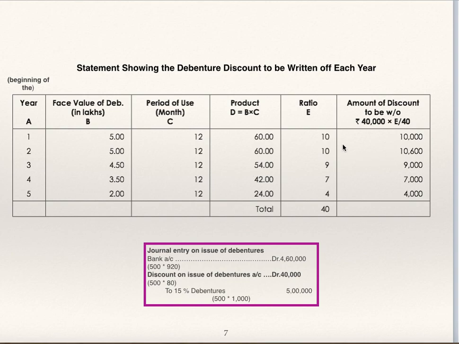Now this figure you have to check, it is wrong. It is 10,000. It's a printing mistake.